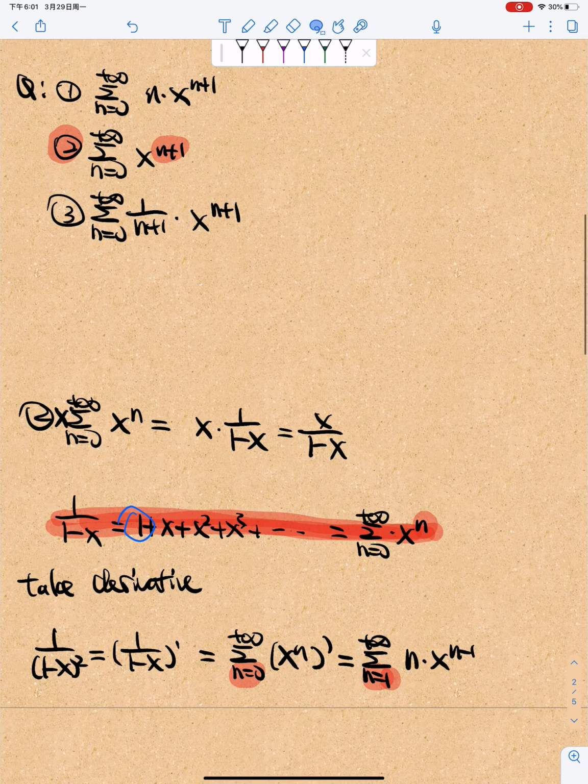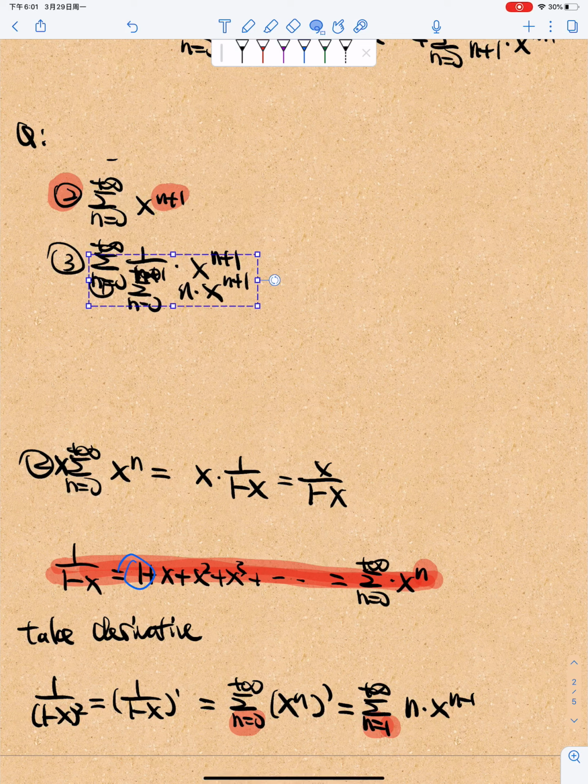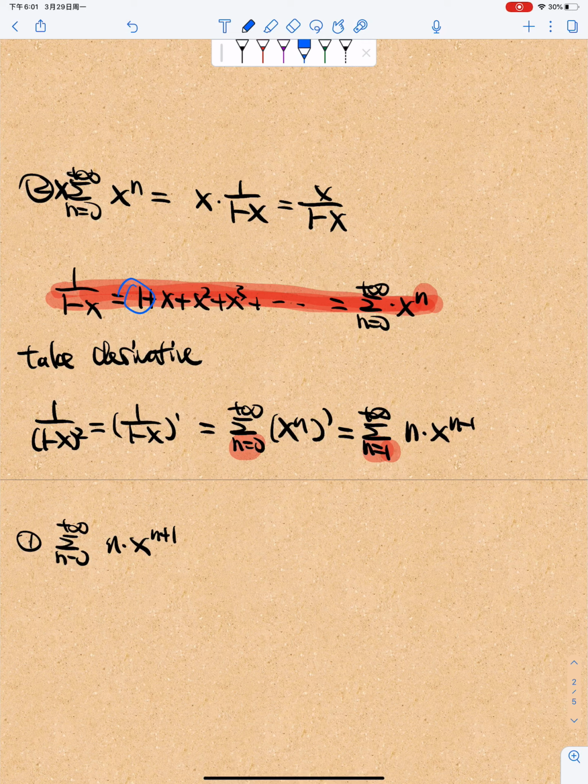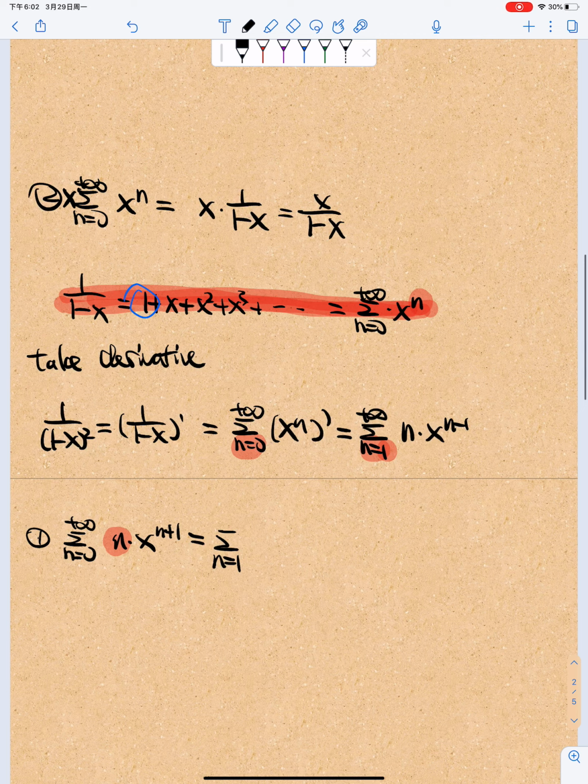For number 1, we want to figure out what is the power series of sigma n times x to the n plus 1's power. Notice that this starts with n equal to 0, but the zeroth term, since we have an n here, when we plug in n equal to 0, we actually get 0. This means that it is equal to sigma n from 1 to positive infinity of the same power series.